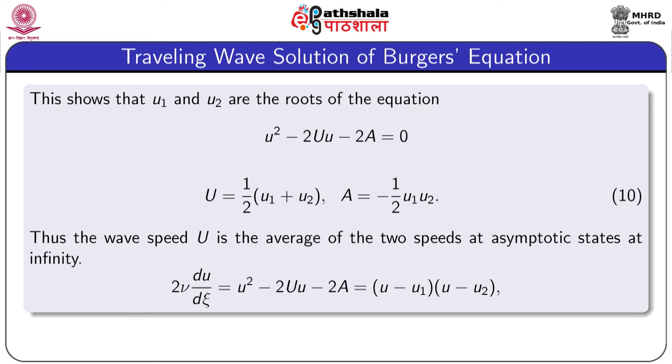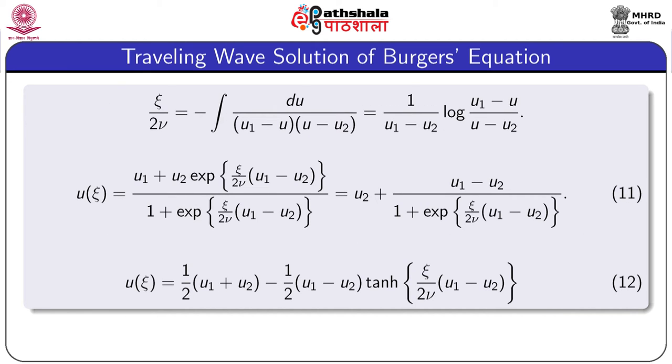Therefore, from equation 9, we can find that 2 nu du by d xi equals u square minus 2 U u minus 2A. Since it has two roots u1, u2, it can be factorized as u minus u1 into u minus u2. Then we integrate. We separate the variables, that means du by u minus u1 into u minus u2 equals d xi by 2 nu, or xi by 2 nu equals the integration of du by u1 minus u into u minus u2 with a negative sign.